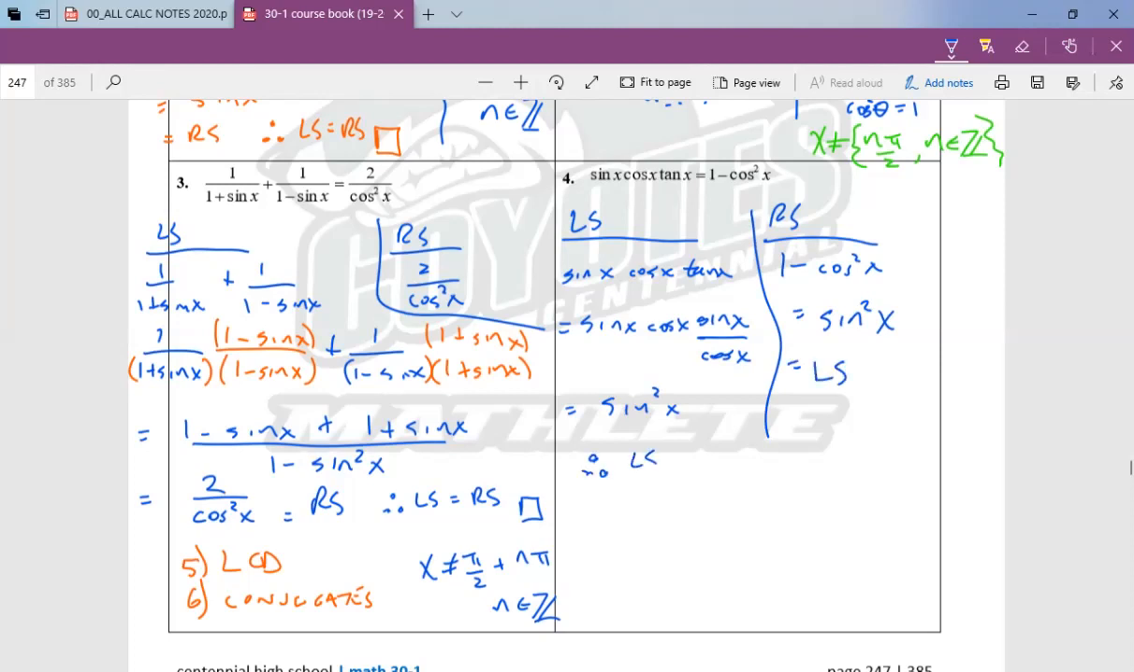Therefore, QED, sometimes in lowercase. All good. What can't happen? Cos x can't equal 0. Or x cannot equal pi over 2. It's n pi, n being an integer.